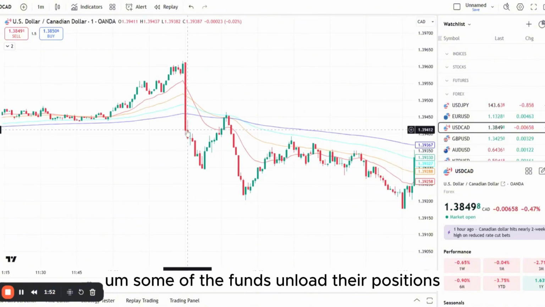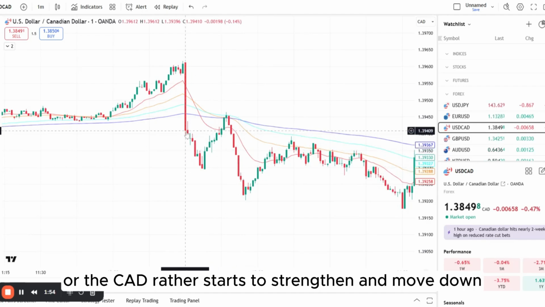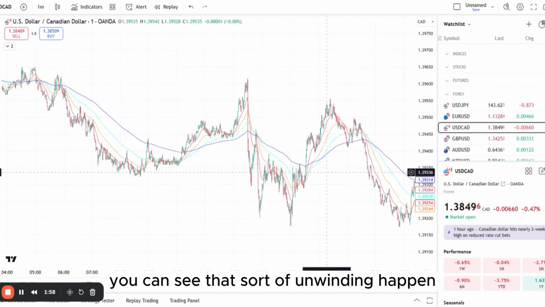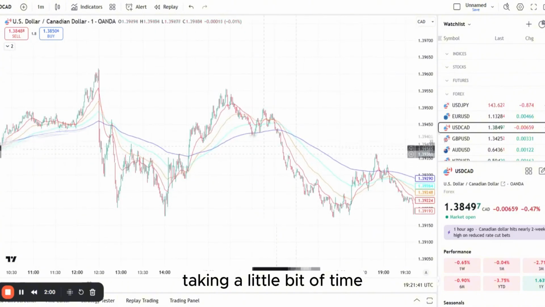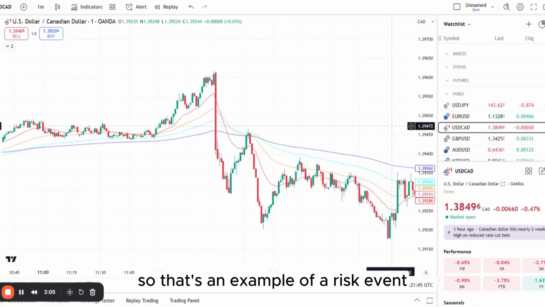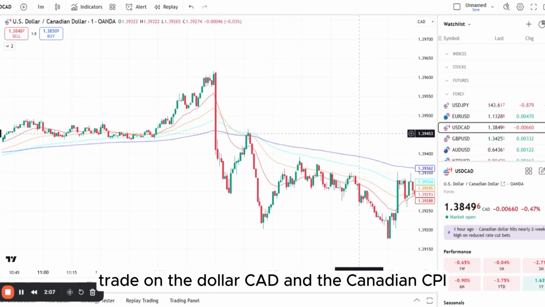Some of the funds unload their positions, and the dollar CAD, or the CAD rather, starts to strengthen and move down. You can see that sort of unwinding happen, taking a little bit of time. So that's an example of a risk event trade on the dollar CAD and the Canadian CPI.